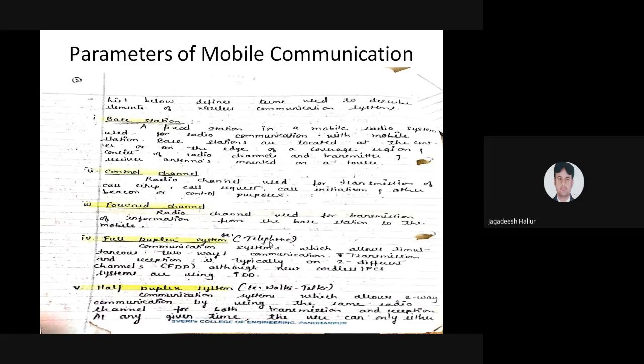You are using your mobile phone, you can hear the other end user's voice and you can talk also. But it does not happen in half duplex. It is one-way communication.